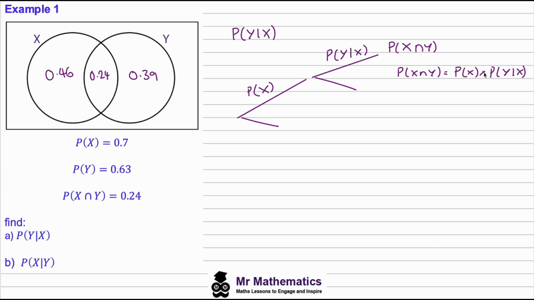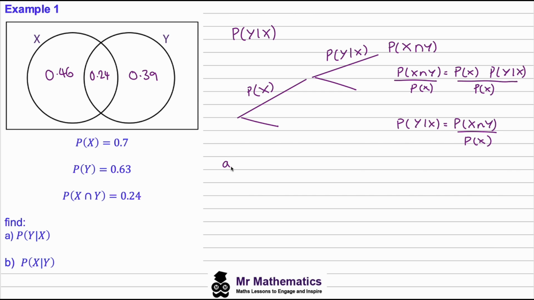If I just take out that times because it's confusing, we can divide both sides by the probability of x. So we get the probability of y given x will be x intersecting with y over the probability of x. Okay? So that's just a quick recap of where this equation comes from.